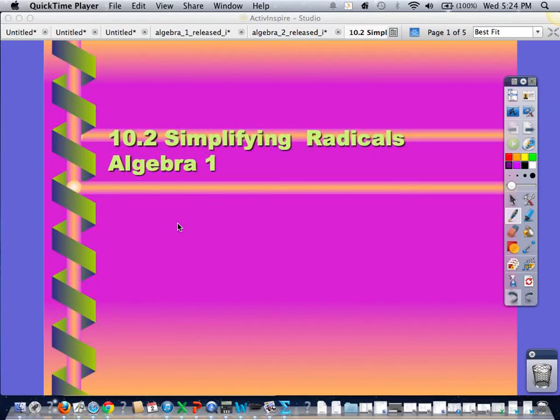10.2, Simplifying Radicals, Algebra 1. This is where we start simplifying some of those square root signs we've looked at before. All right, so let's get started.